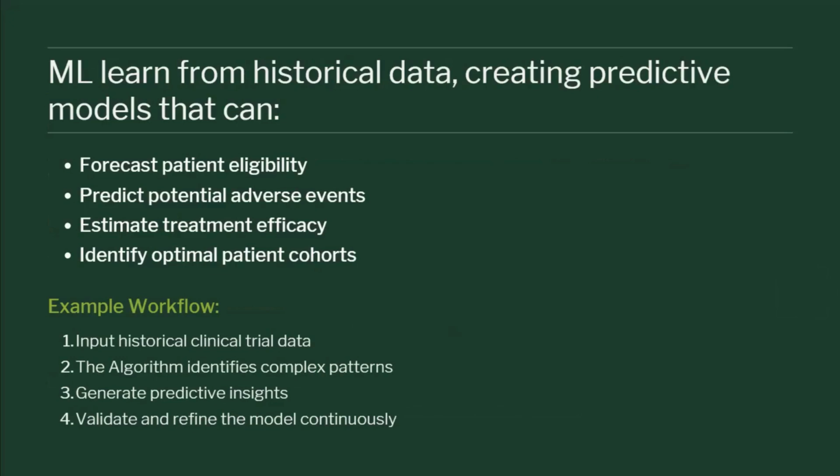If we talk about the example workflow, we input historical clinical trial data into the ML, and the algorithm identifies complex patterns. Patterns means like the history of the disease. Some diseases behave differently. Like we saw in COVID, it was always changing its traits. The vaccine was not effective, then it changed its genetic structure differently. So there may be hundreds, thousands of patterns for different diseases. AI can read them quickly, generate predictive insights, and validate and refine the model continuously. It can continuously work on refining the model, and it can give the perfect result.